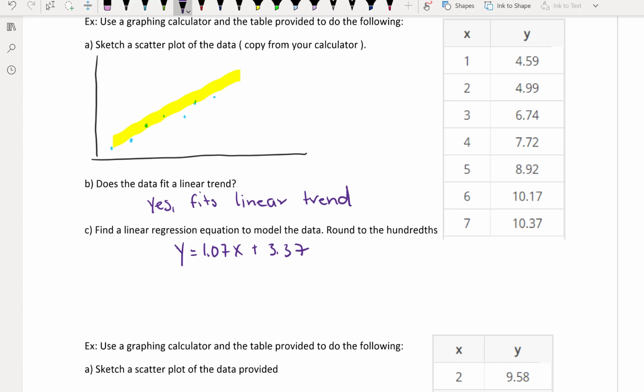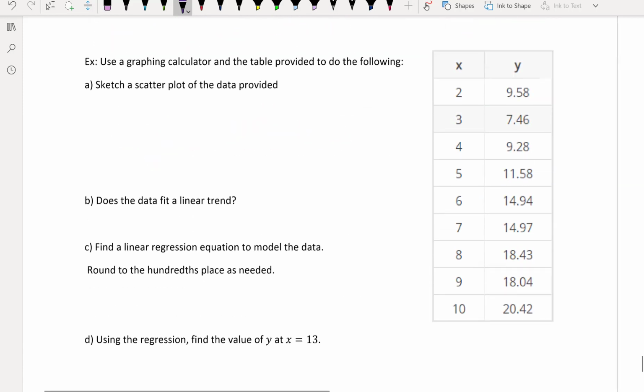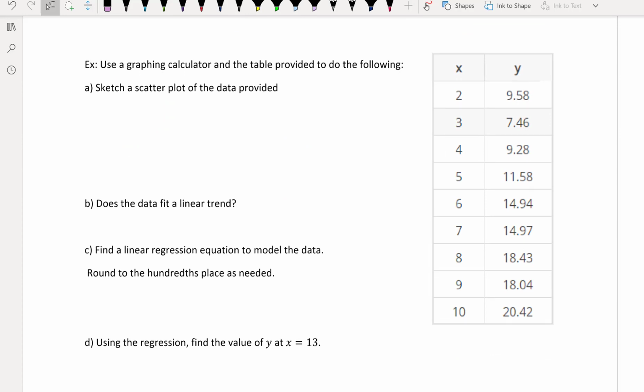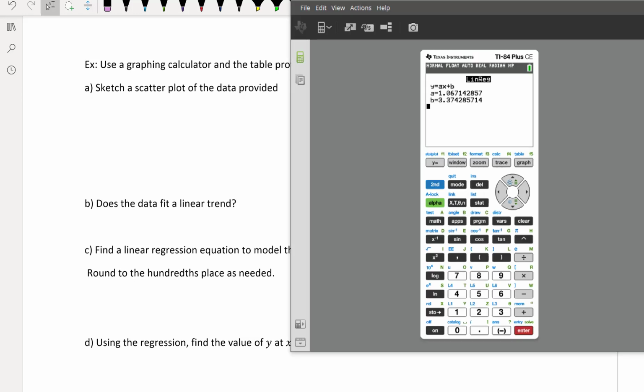Okay, so it looks like we have one more. We just want to make sure that you guys get the idea of how to do this. So practice makes perfect, right? So I'm going to go ahead and enter these values. So I'm going to go back to my Stat. I'm going to press enter so I can go into edit. I'm going to go up and clear it.